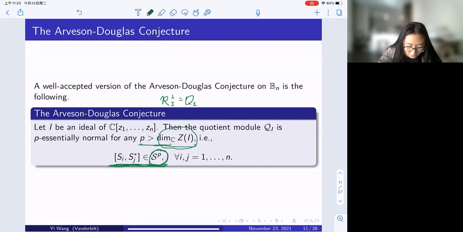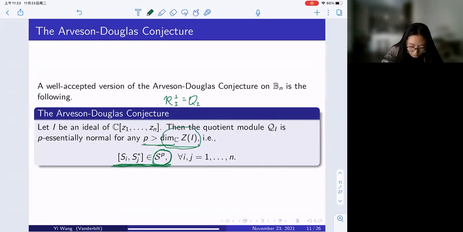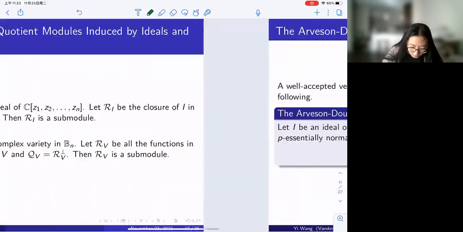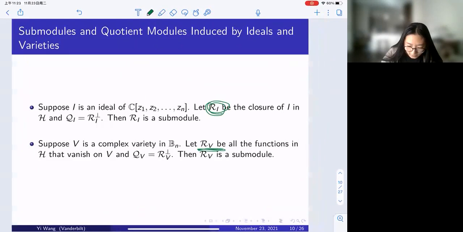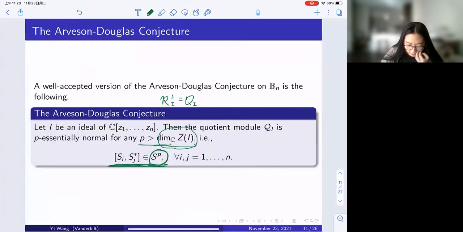There is research, for example, on the weighted Bergman spaces on strongly pseudoconvex domains. There is also a geometric version of the conjecture, which deals not with this ideal, but with submodules coming from varieties. And there are many more generalizations.